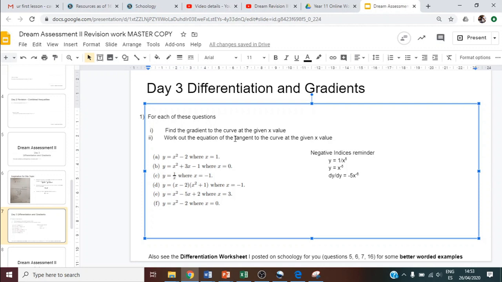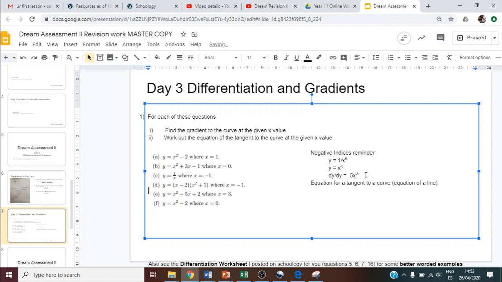Okay, then you're going to work out the equation of the tangent to the curve at the given x value. The equation of the tangent to the curve. Okay, let me write this little reminder for you as well. Equation for a tangent to a curve. That's an equation of a line. Equation of a line. So I'm going to write the equation of a line is y equals mx plus c.